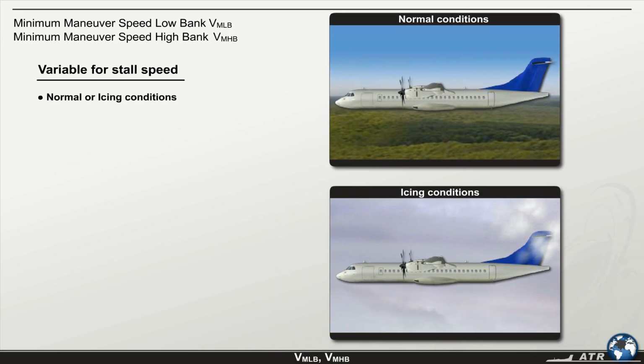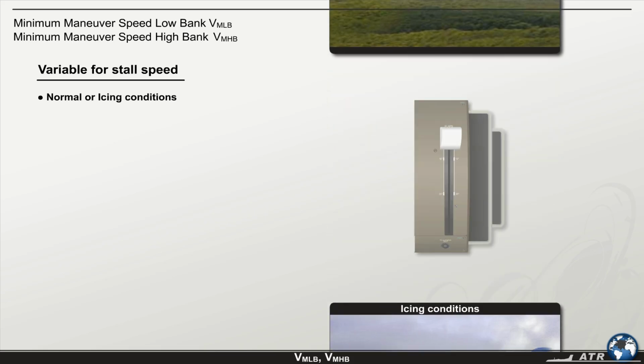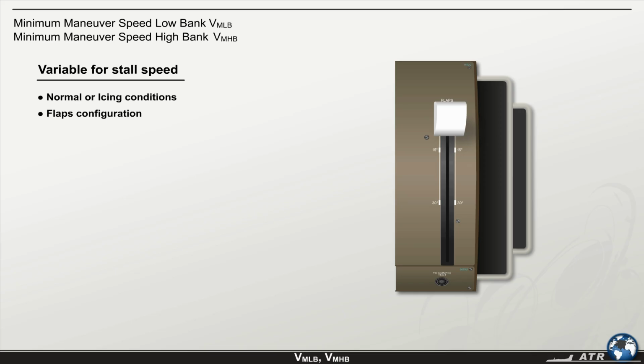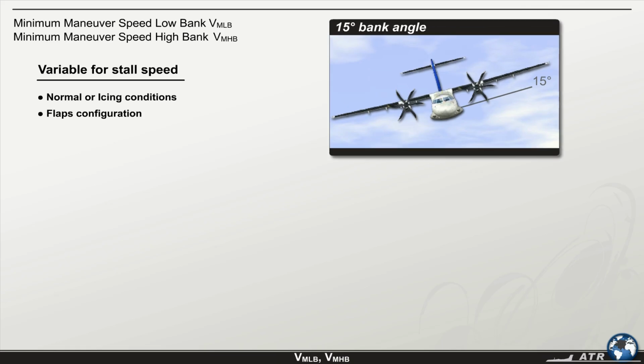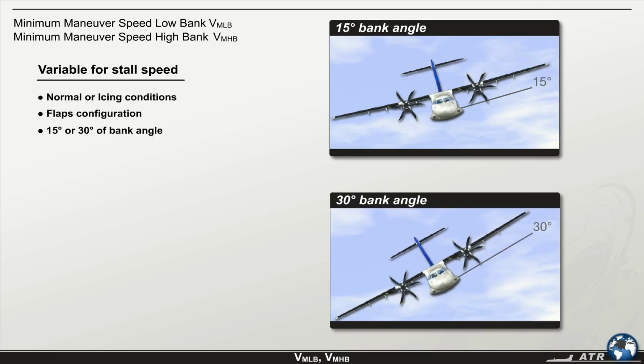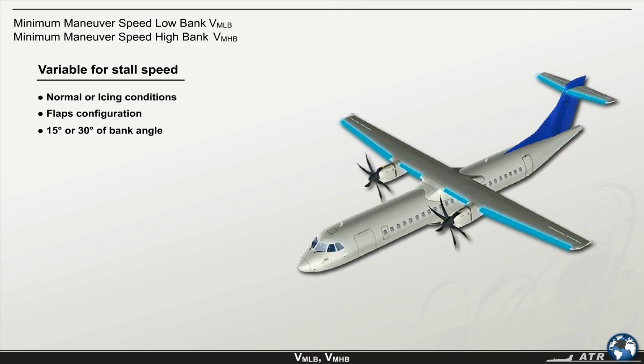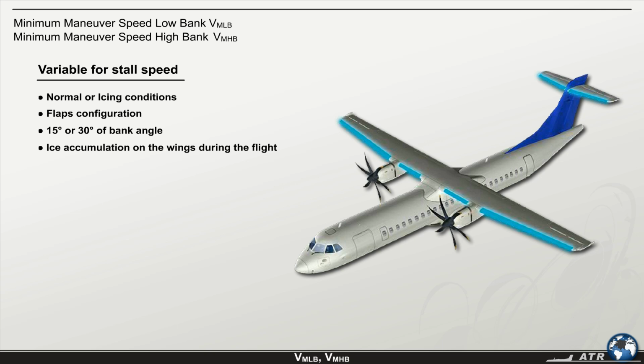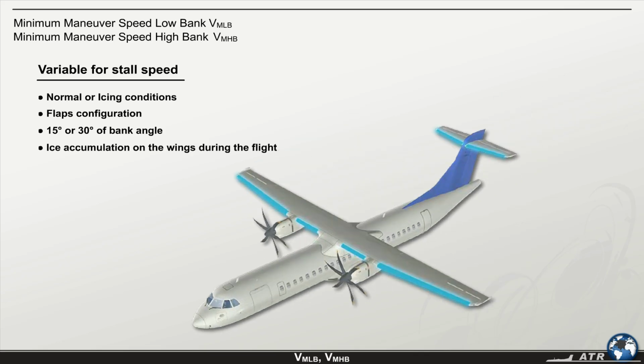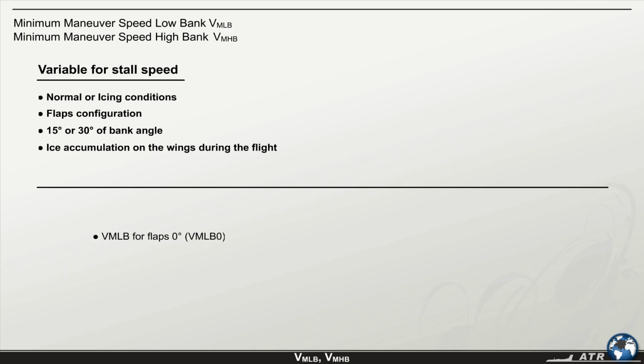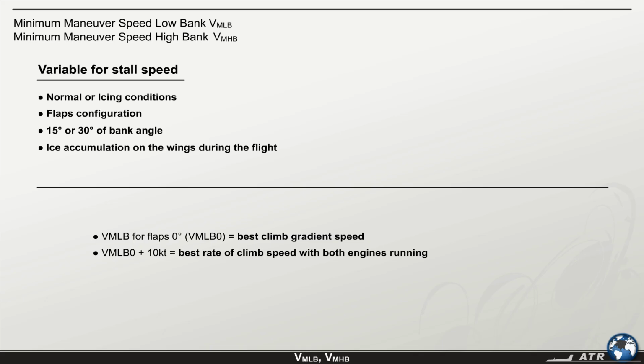normal or icing conditions, flaps configuration, 15 or 30 degrees of bank angle, and for the flight phase in icing condition only, taking into account the ice accumulation on the wings during the flight. VMLB for flaps 0 degrees, VMLB 0, is the best climb gradient speed, while VMLB 0 plus 10 knots is the best rate of climb speed with both engines running.